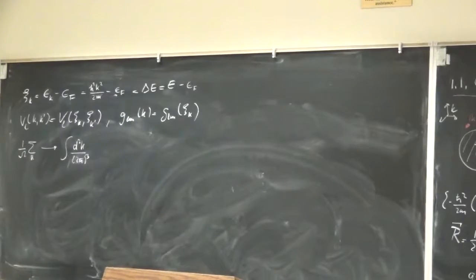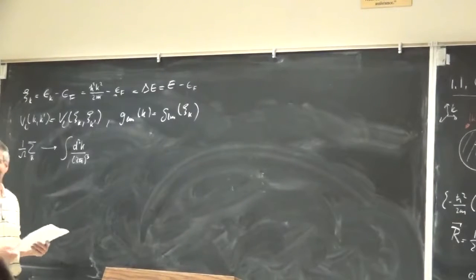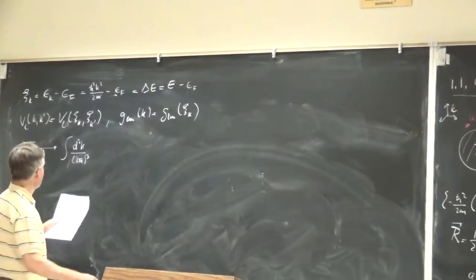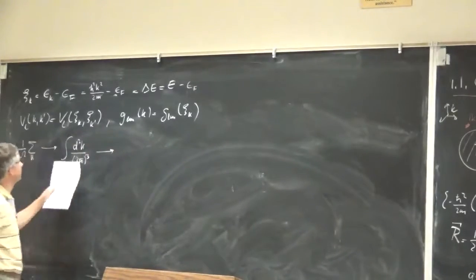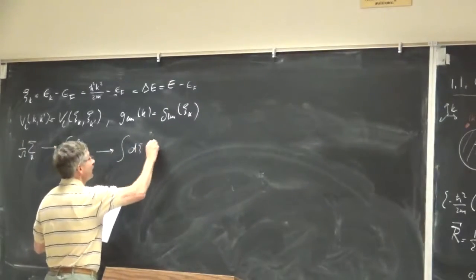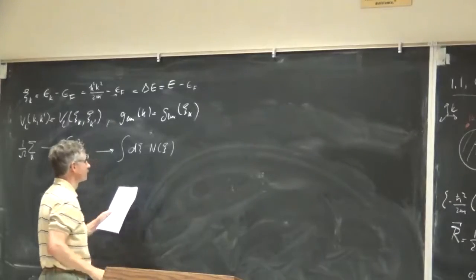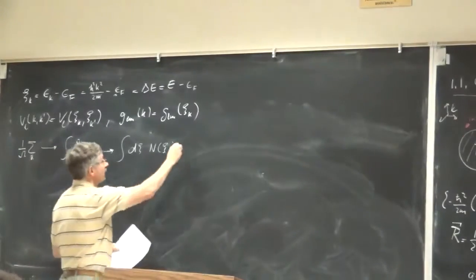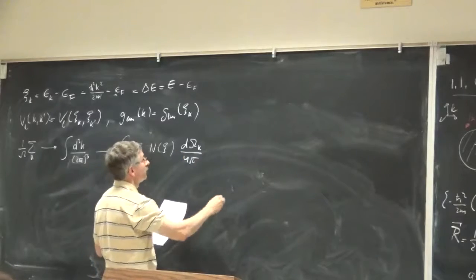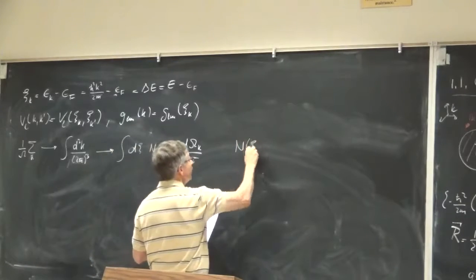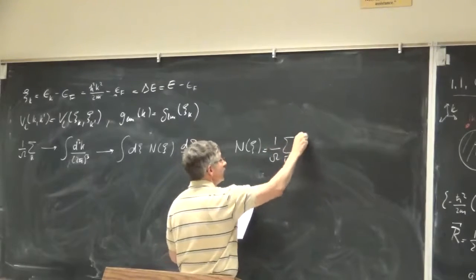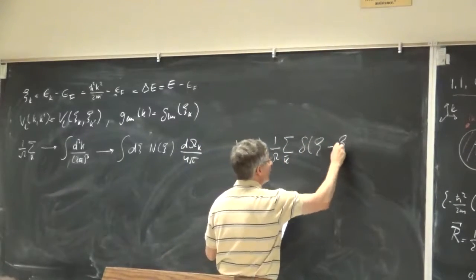Thank you for your critical thinking. So now I can continue and replace this here through an integral over psi when I introduce the density of states, and the angular integral of this form. The density of states here is defined by 1 over omega sum over k of delta of psi minus psi k.